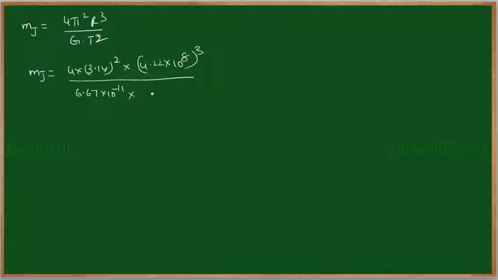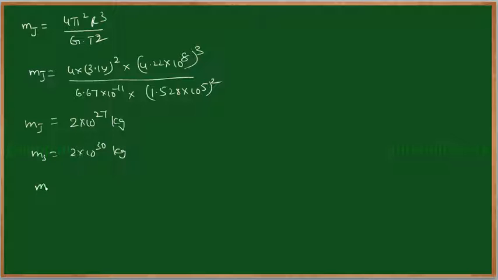So from this expression, if I substitute the known values, Mj is equal to 4 × (3.14)² × (4.22 × 10^8)³ divided by 6.67 × 10^-11 × (1.528 × 10^5)². So calculate yourself, and with this I will get 2 × 10^27 kg, which is the mass of Jupiter. And from the given data, the mass of the Sun is equal to 2 × 10^30 kg.